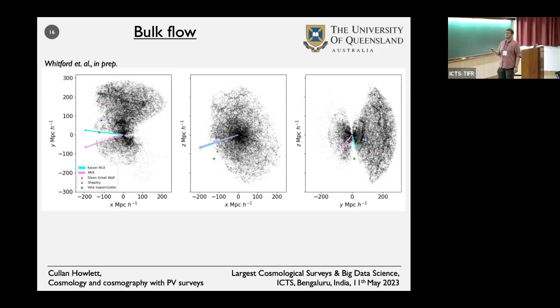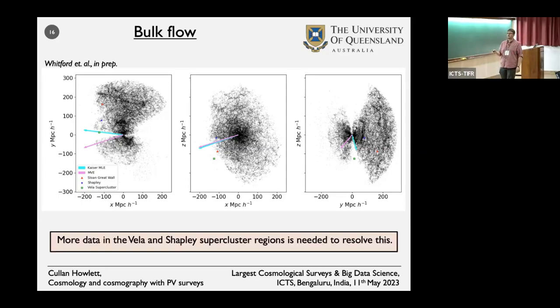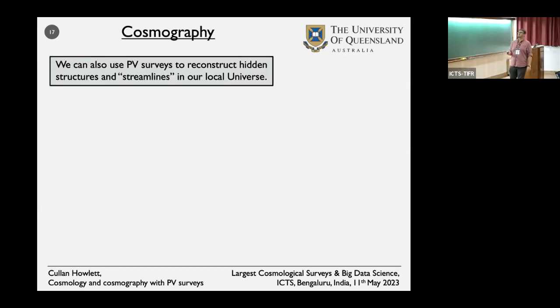And so really to resolve this, what we need is more data in the southern hemisphere, which is where a lot of this data is missing down here, and also potentially in the galactic plane, which is very difficult to get. But as I'll say in a minute, some of those data sets we have in the future could resolve this.